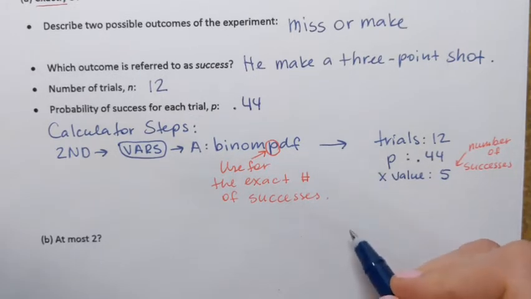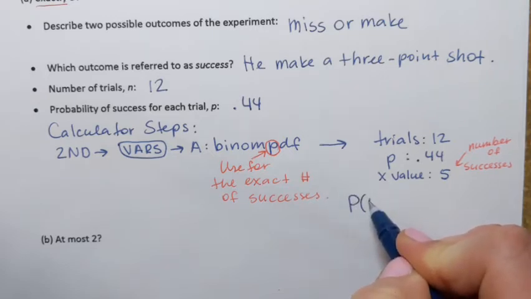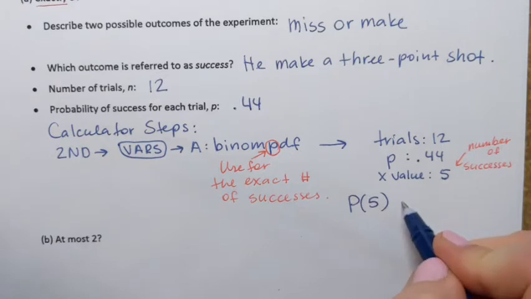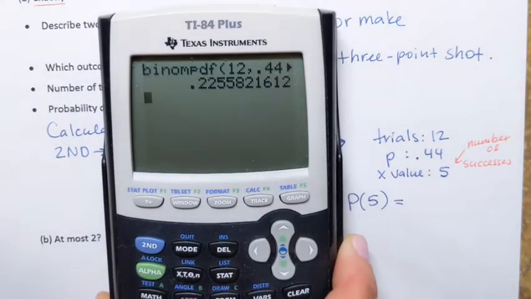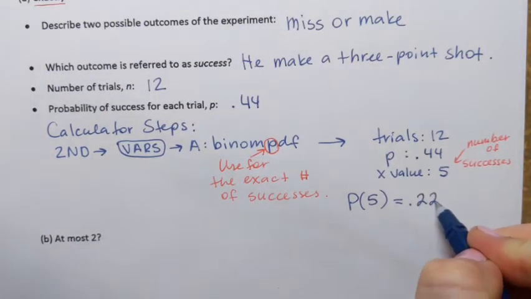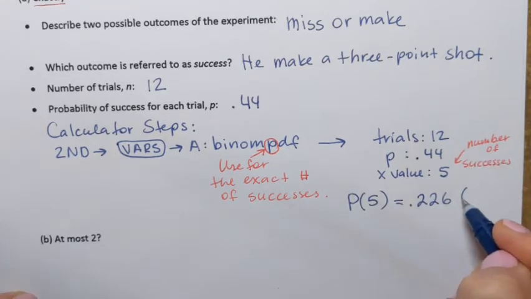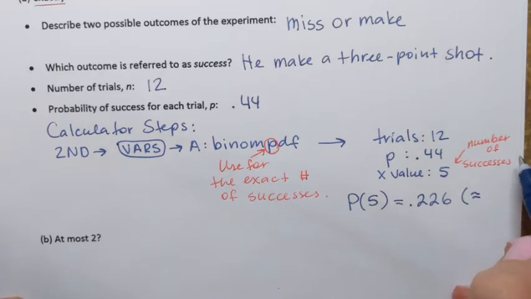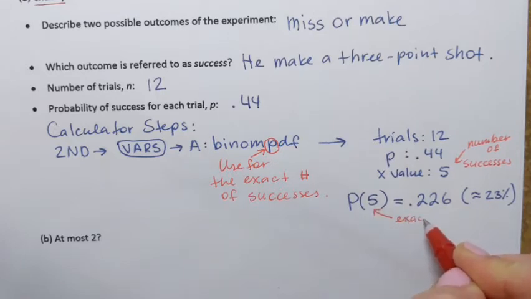I'm going to use probability notation to write down the answer. So the probability that he makes exactly 5 3-point shots is, and I will round to 3 decimal places, 0.226, right? Which is approximately, if I convert it to percentage, approximately a 23% chance that out of the 12 shots, he's going to make exactly 5. Okay, so that's the answer.